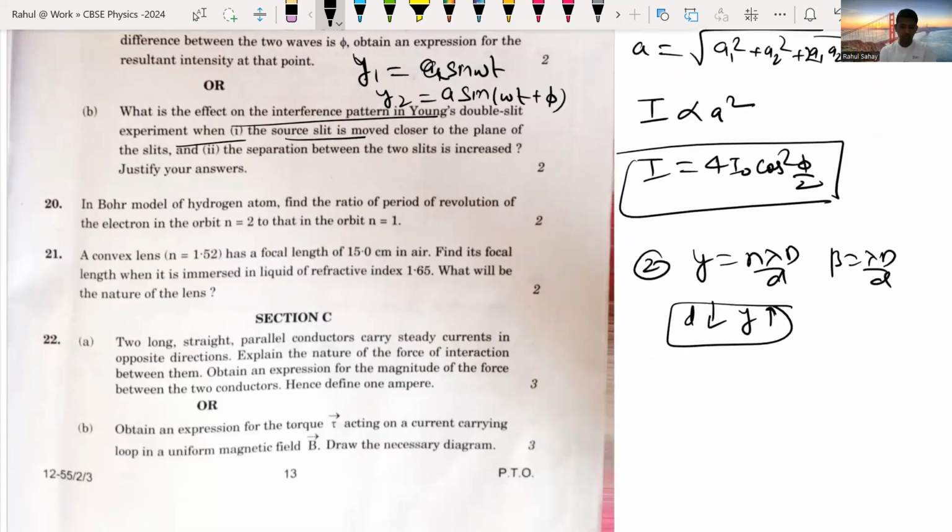20th, in Bohr model of hydrogen atom, the ratio of the period of revolution of the electron in an orbit. Time period is actually proportional to n cube, right? So T1 by T2 is what? 8 is to 1. All right. Then 21.